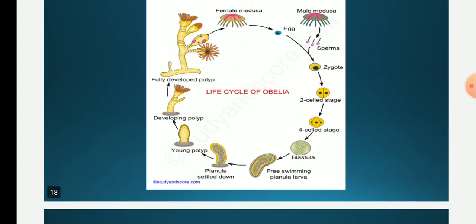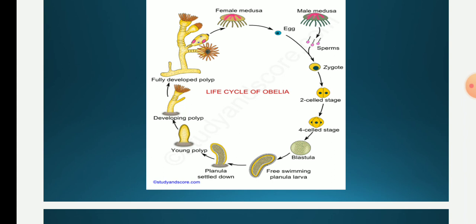The planula larva is cylindrical in shape. It is a free swimming larva, and it is covered by cilia. It consists of two layers of cells, namely an outer ectoderm and inner endoderm, and a central cavity called the gastrovascular cavity.